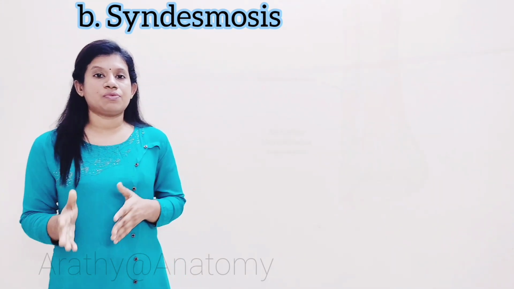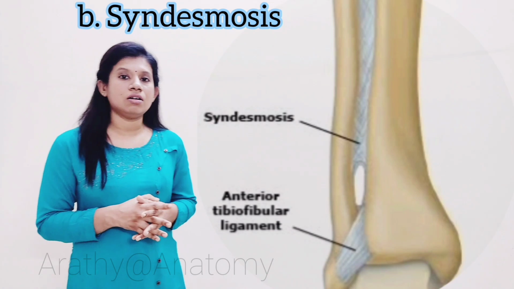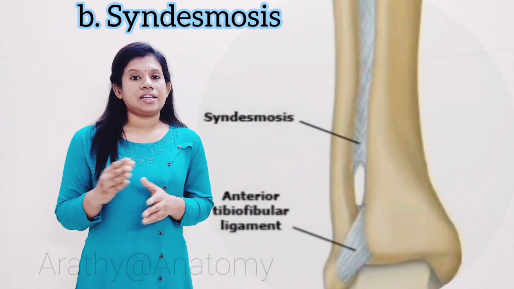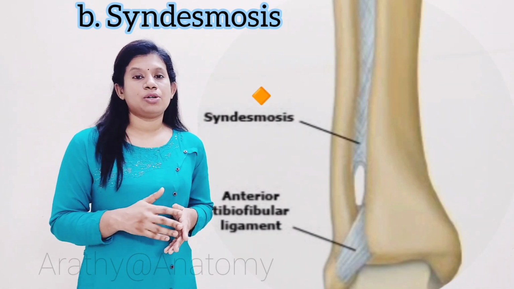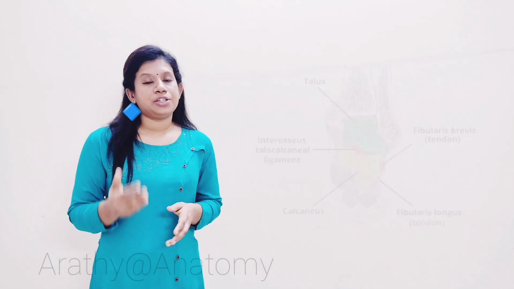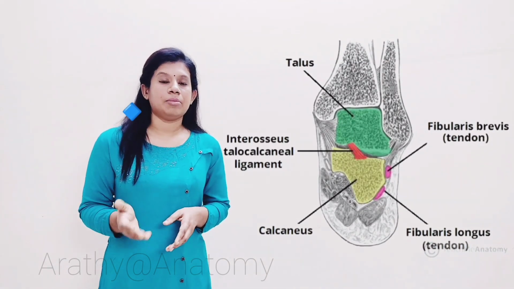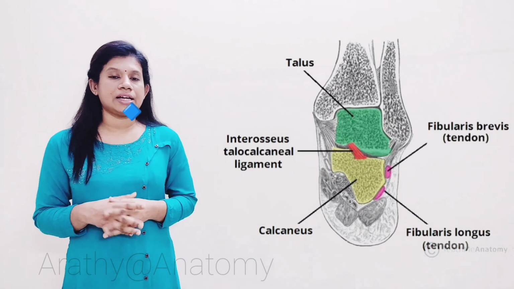Moving on to the second one, that is called syndesmosis. Syndesmosis means there is a fibrous union between the bones. That means an interosseous ligament at the inferior tibiofibular joint and an interosseous talocalcaneal ligament. These are the examples.